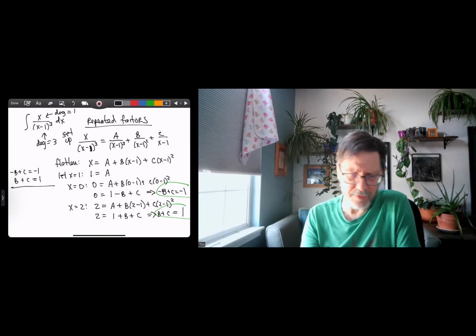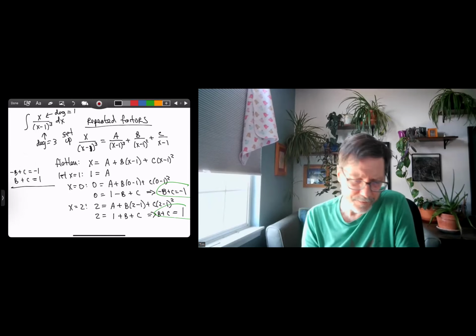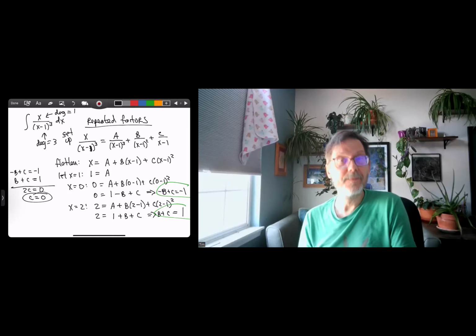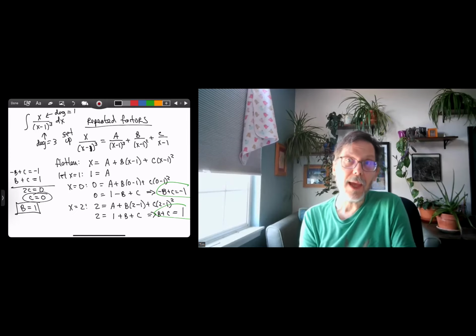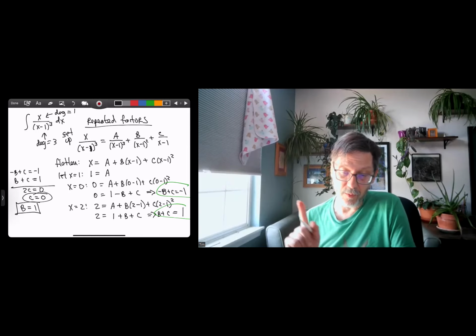And this is a nice thing. I can just add straight down. If I add straight down, I get the b's canceling. 2c equals 0, so c must be 0. Woohoo! Outstanding. C is 0. So if c is 0, plug that back into either one of these, you can see that b must be +1. And we're done. We have our decomposition. A is 1, B is 1, and C is 0.